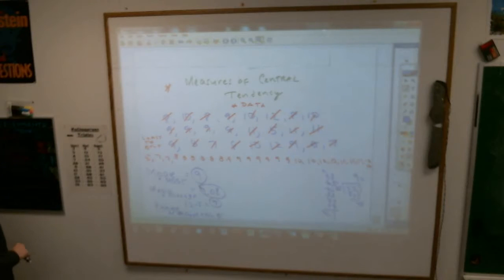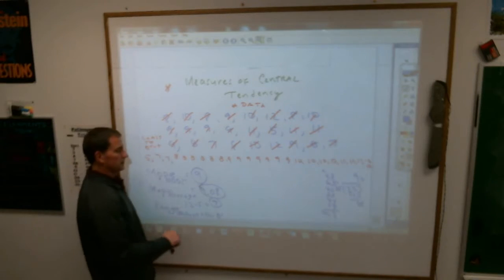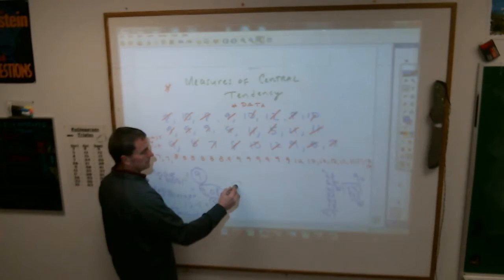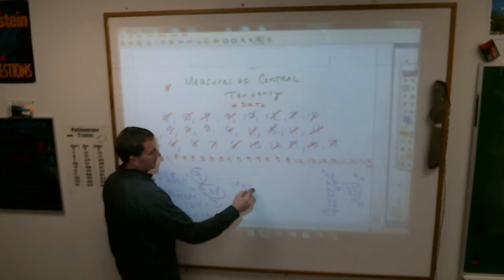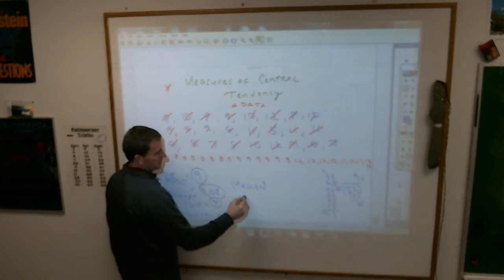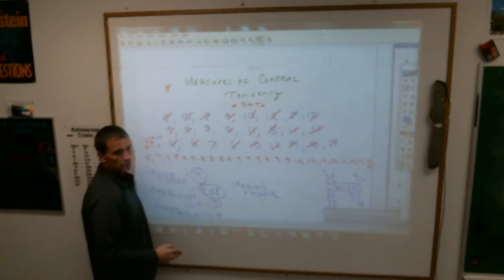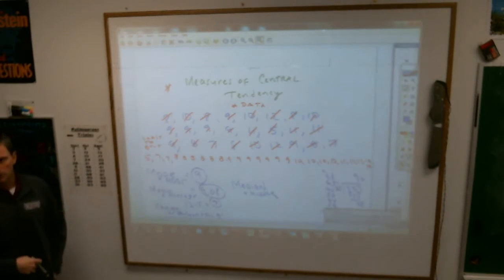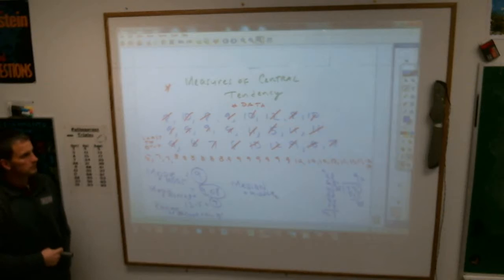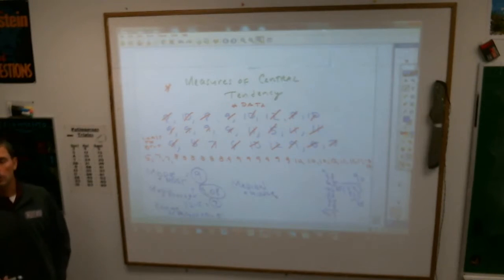And then the hardest one sometimes for kids to get is what's called the median. I think we talked about this last year. Median comes from the word middle. Which number falls in the middle? Now, in order to find the middle, you have to know how many numbers were there. How many numbers are there?